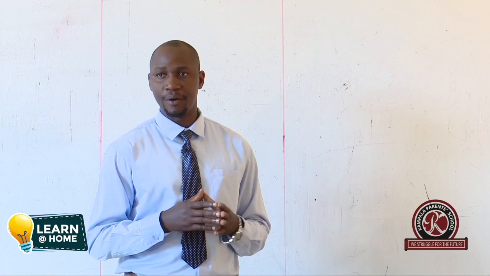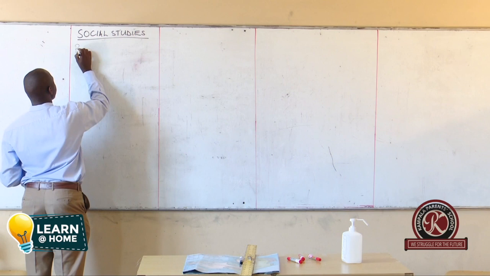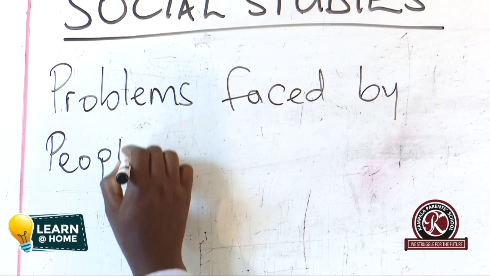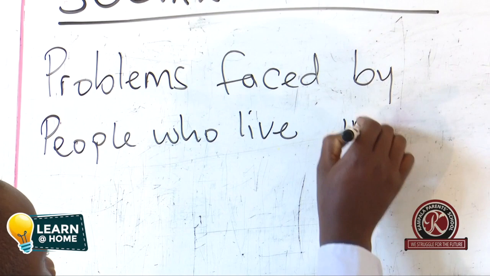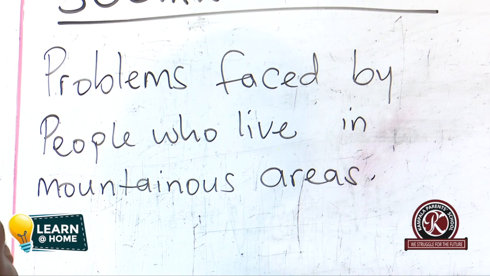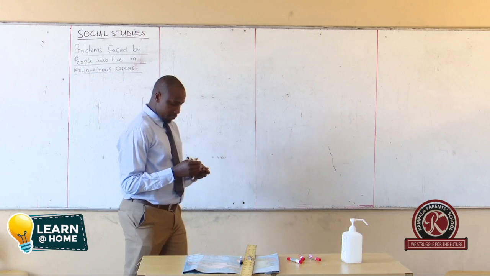So today we are going to begin by looking at the problems that are faced by people who live in mountainous areas. Problems faced by people who live in mountainous what? Areas. And this is P4, P5 work, but we can remind ourselves. We are going to look at each problem and the solution to it.